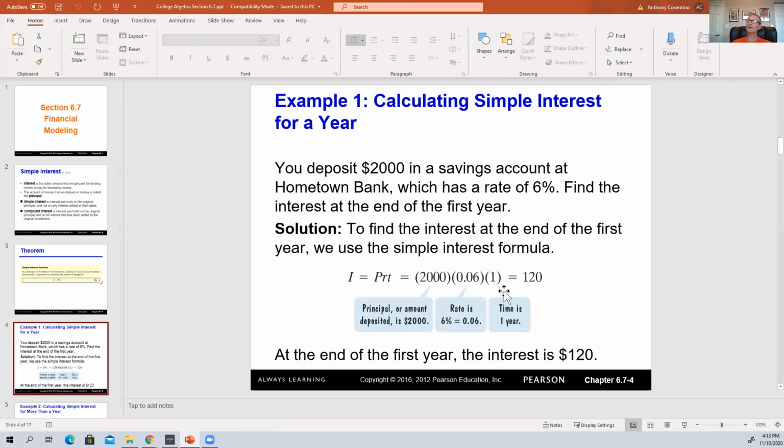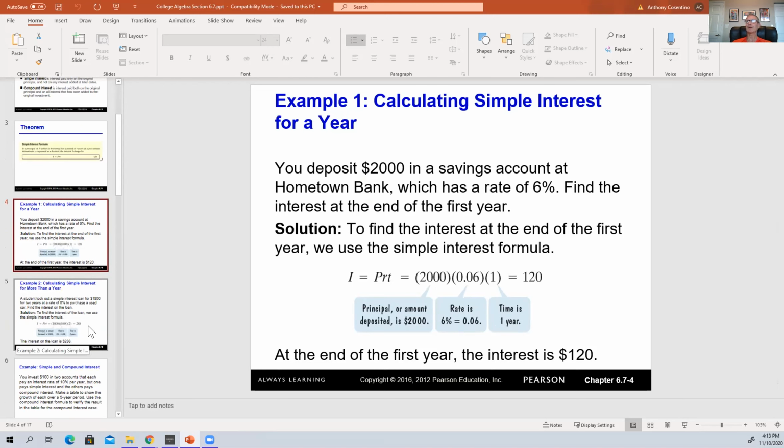So I'm just going to show you a couple of these. Hopefully they're reasonably straightforward. But say like you deposited $2,000 in a savings account with an interest rate of 6%. Find the interest at the end of 1 year. So basically what we do here is we plug in 2,000, the interest rate 0.06, converted from percentage to decimal, and time is 1 year. And so at the end of the first year, you would have $120.